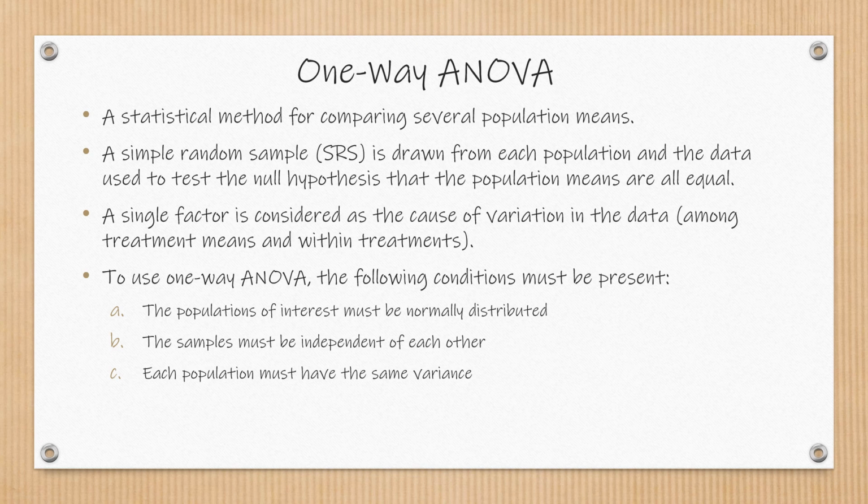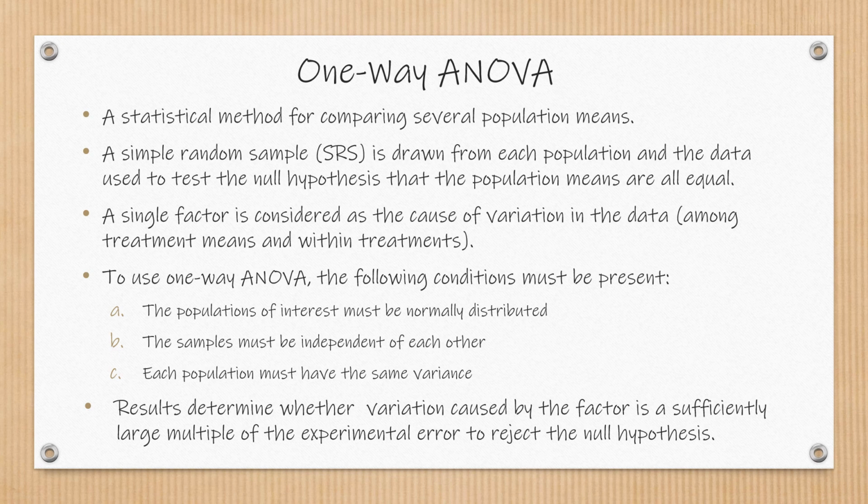To use one-way ANOVA, the following conditions have to be present. The populations of interest must be normally distributed, the samples must be independent of each other, and the populations must have the same variance. Results determine whether the variation caused by the factor is a sufficiently large multiple of experimental error to reject the null hypothesis.